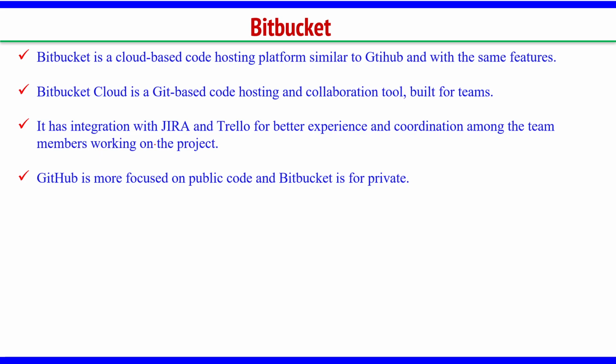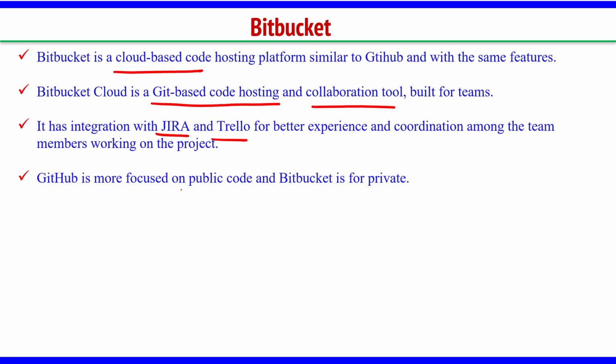Next one is BitBucket. This is also a cloud based code hosting platform similar to GitHub with the same features. BitBucket Cloud is a Git based code hosting and collaboration tool. It has integration with Jira and Trello. Jira is a DevOps tool which helps us in tracking tickets or changes. Basically for tickets, any complaints, any issues in the code, all that can be raised using Jira.